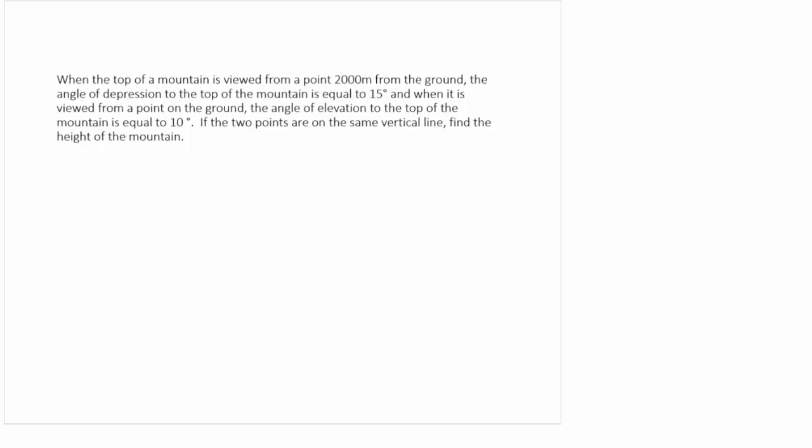All right, let's look at one more exercise. When the top of a mountain is viewed from a point 2,000 meters from the ground, the angle of depression to the top of the mountain is equal to 15 degrees. And when it is viewed from a point on the ground, the angle of elevation to the top of the mountain is equal to 10 degrees. If the 2 points are on the same vertical line, find the height of the mountain. All right, so we've got 2 points that are 2,000 meters apart.